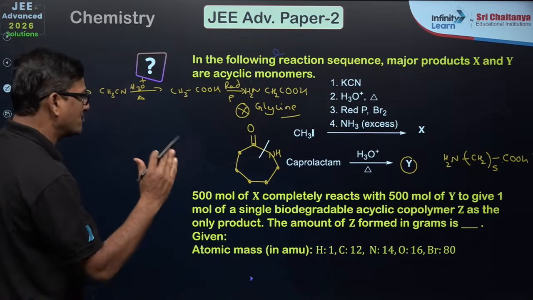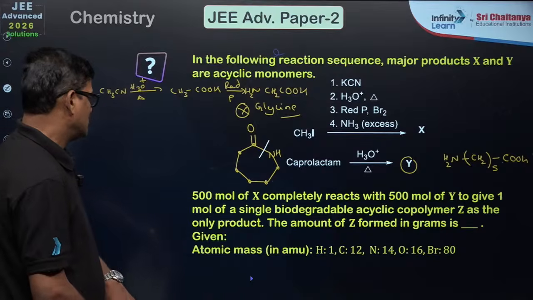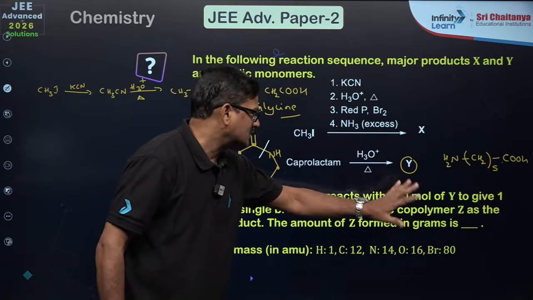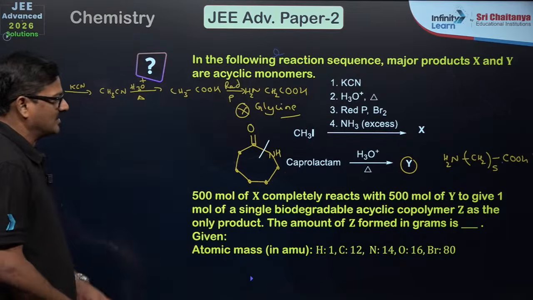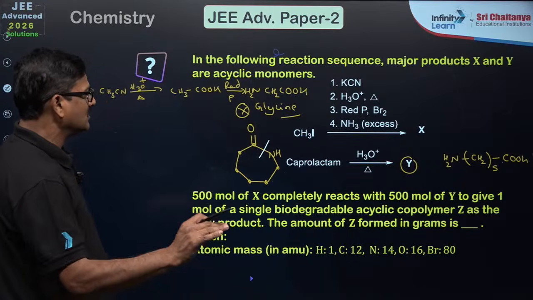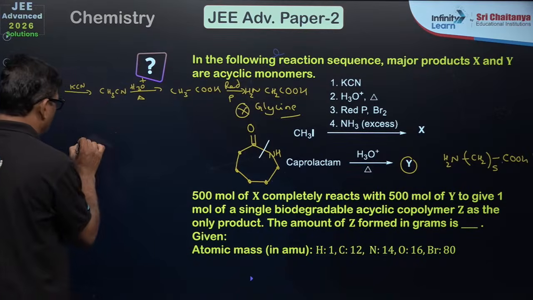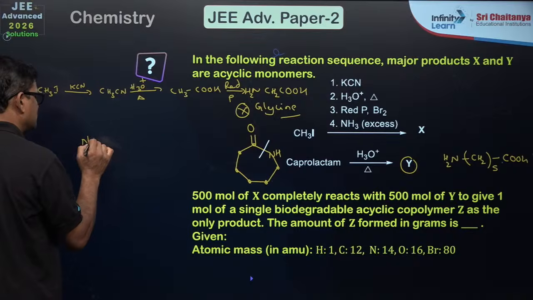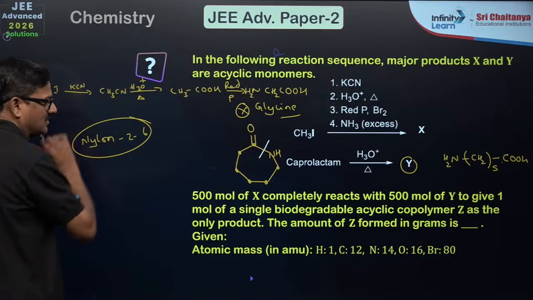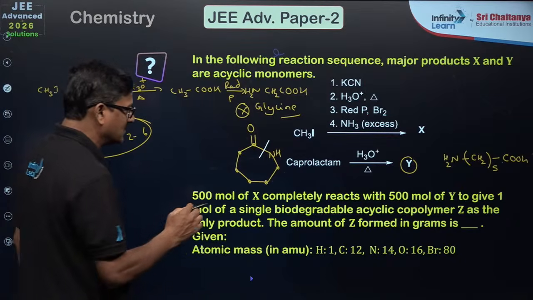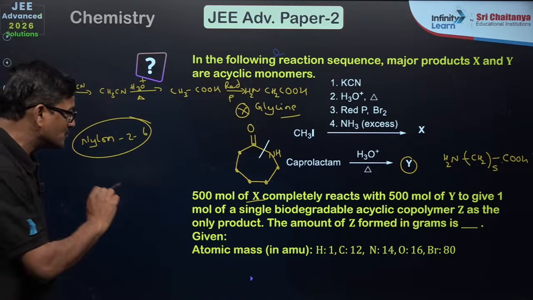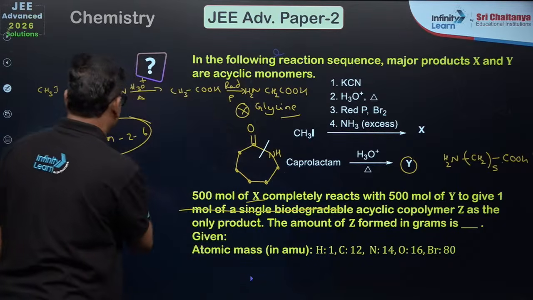X plus Y gives a single biodegradable copolymer Z as the only product. So that is going to be nylon 2,6. Nylon 2,6 is the product. Now let us talk about the 500 mole of X completely reacting with 500 mole of Y to give us 1 mole of single nylon 2,6.